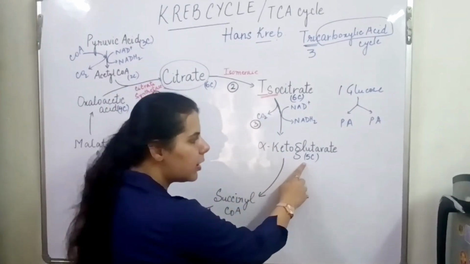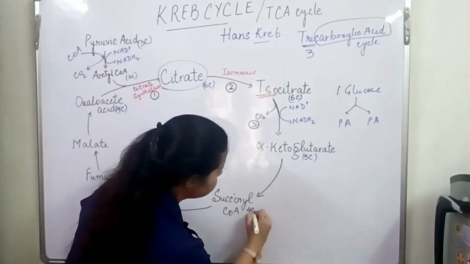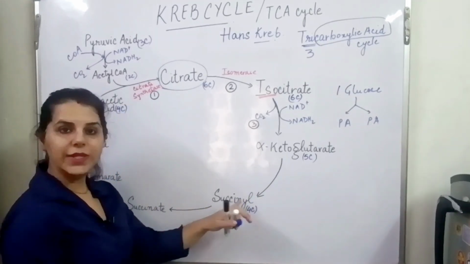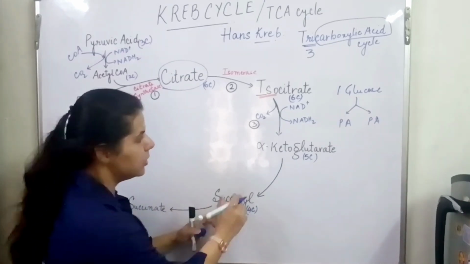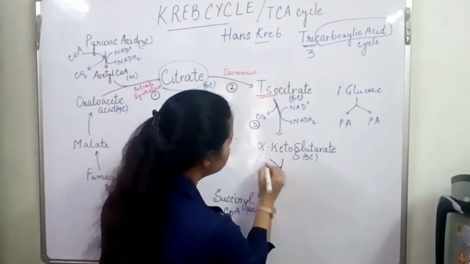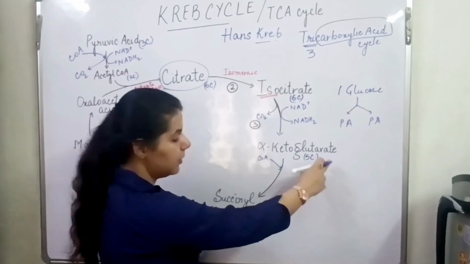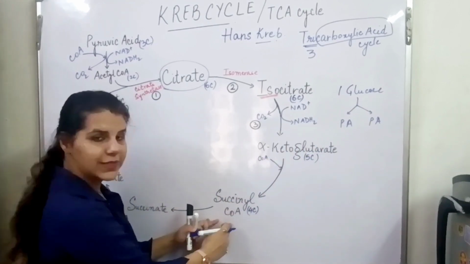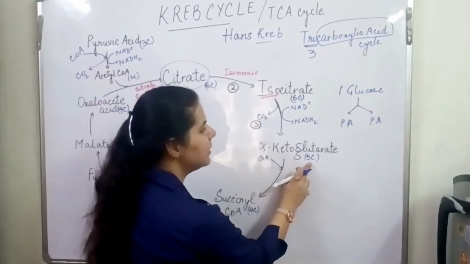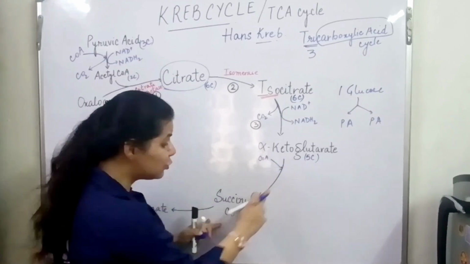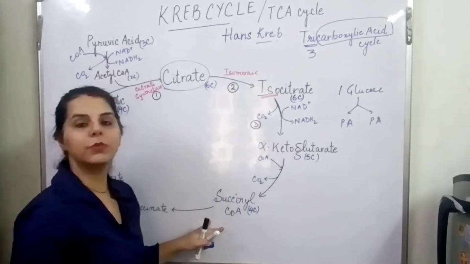Now from a 5-carbon compound, we will get a 4-carbon compound, and this is known as succinyl coenzyme A. So now here coenzyme A is present, so we can say that 1 coenzyme A will be added. See, there is no coenzyme A over here, but in succinyl coenzyme A there is coenzyme A. So 1 coenzyme A molecule will be added in this step, and because it is being converted from 5-carbon compound to 4-carbon, it means there is release of 1 carbon dioxide molecule, right?